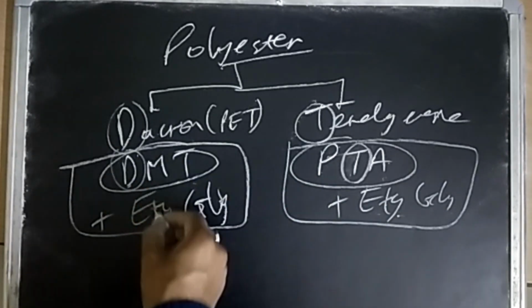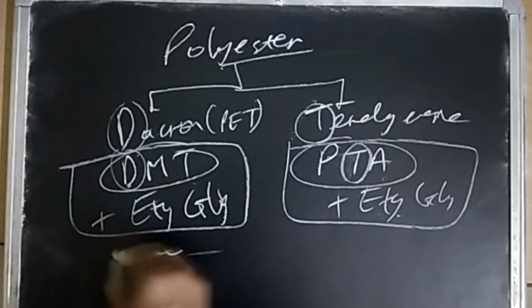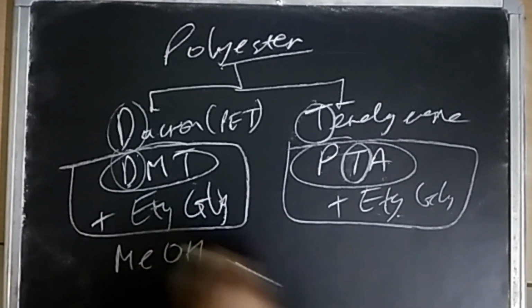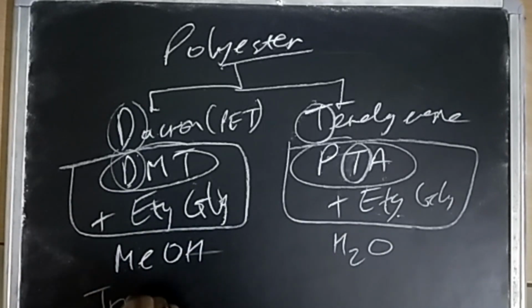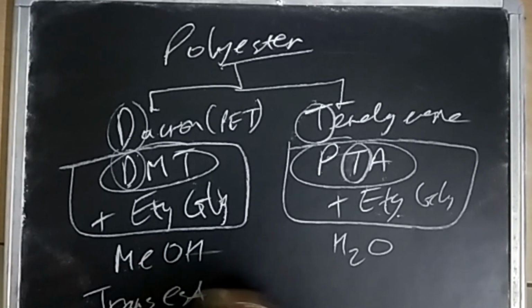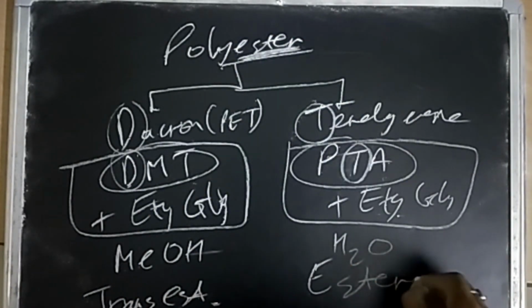The byproduct, because this is condensation polymerization, that would come out here would be MeOH, while here it is water. Here it is transesterification, because a polyester is there, while this one is by esterification.